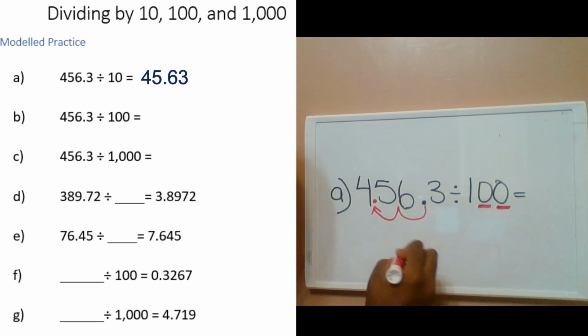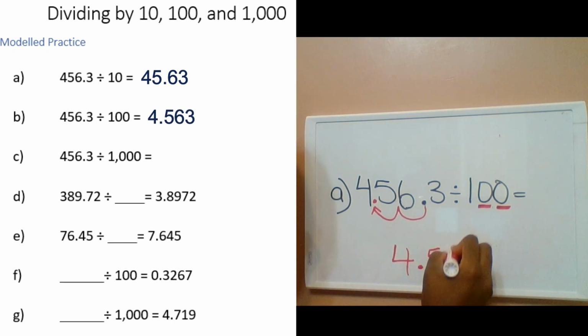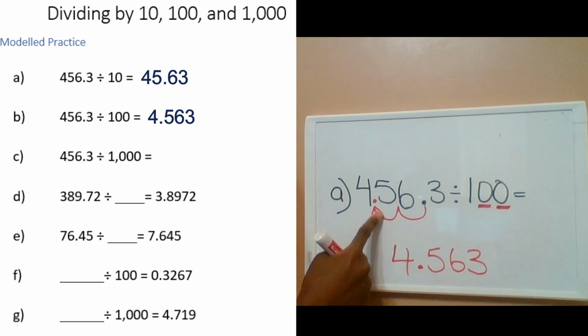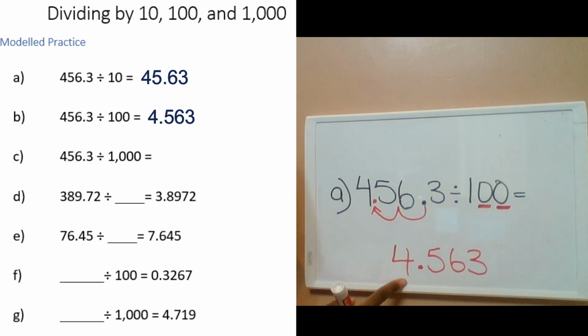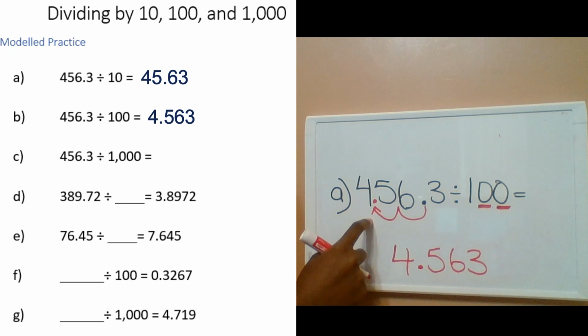So my new number, or my answer, will read 4.563. And again, I know it makes sense because it's smaller than my starting point, and when we divide, our answer, or the quotient, is always smaller. And if I work it backwards, I can multiply this by 100 and I'll see that I get back to my starting number. Finally, let's divide the same number by 1,000 for question C.